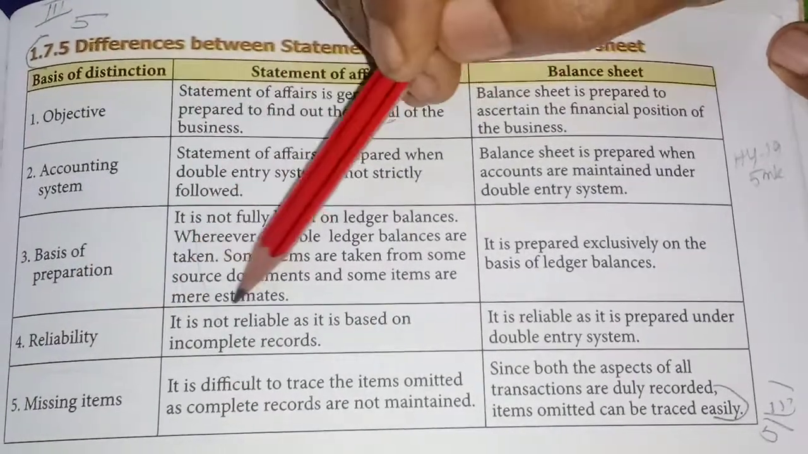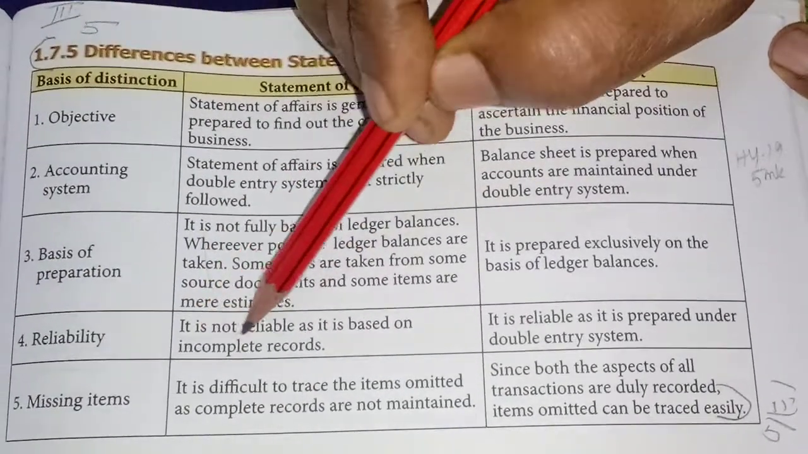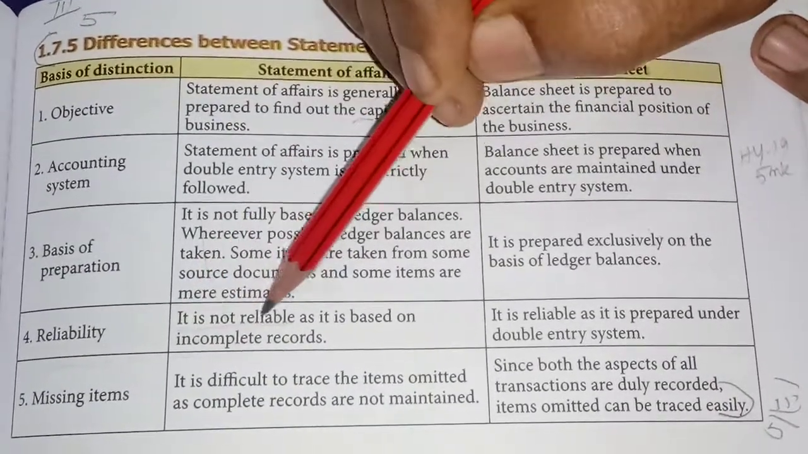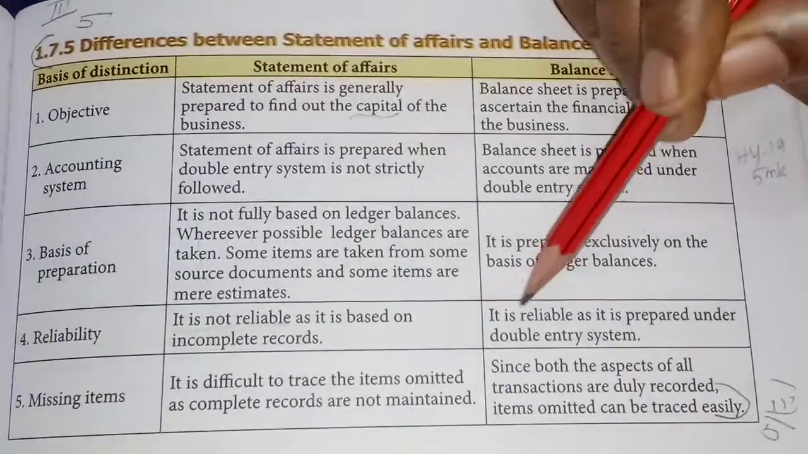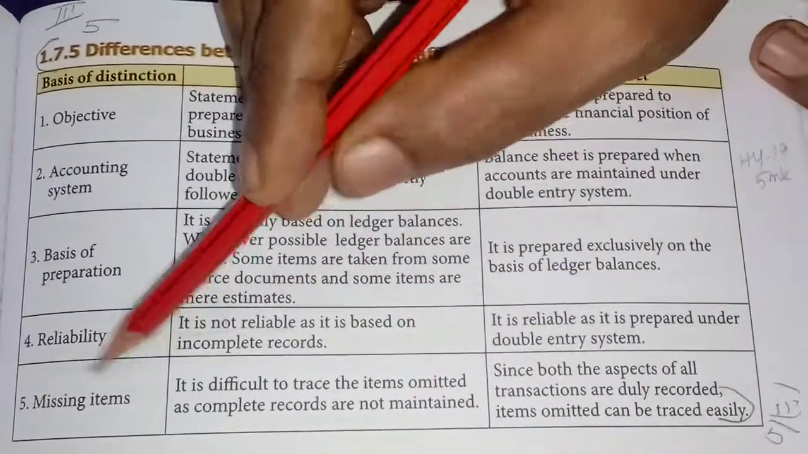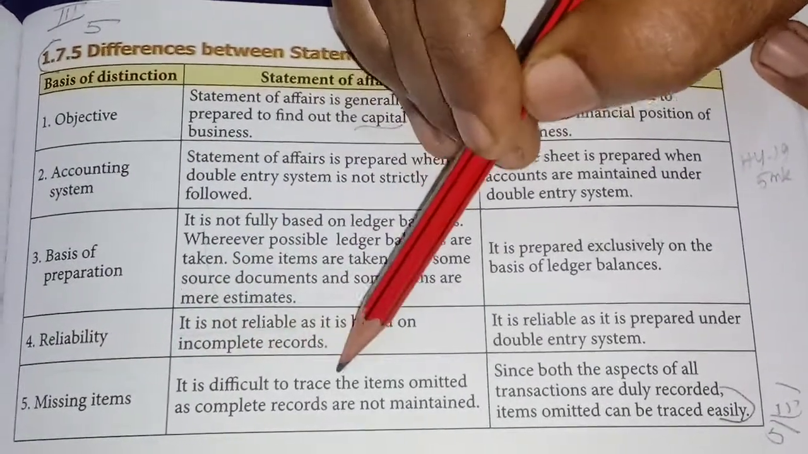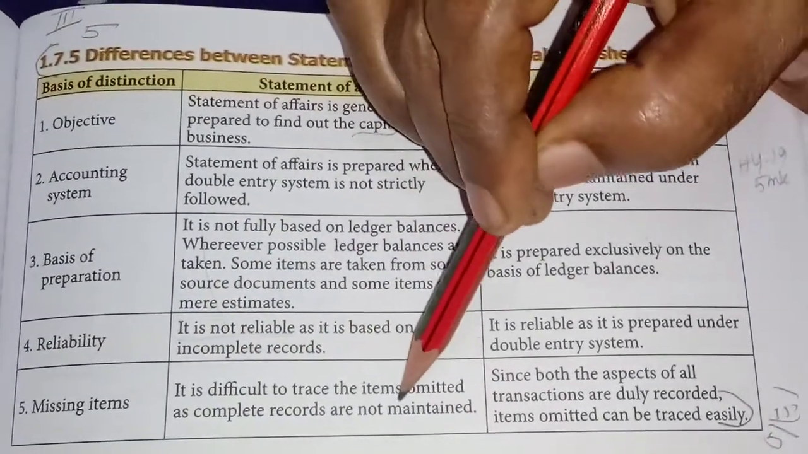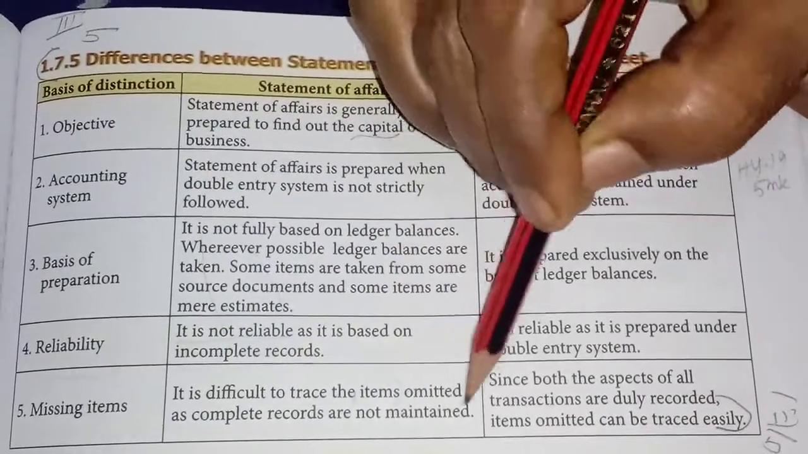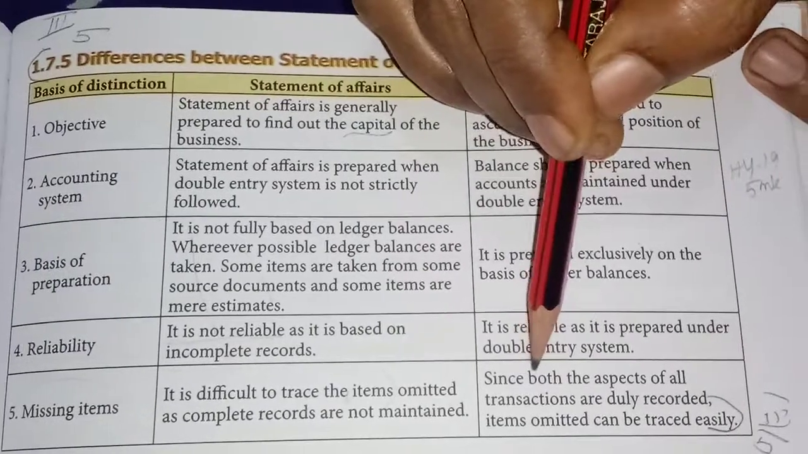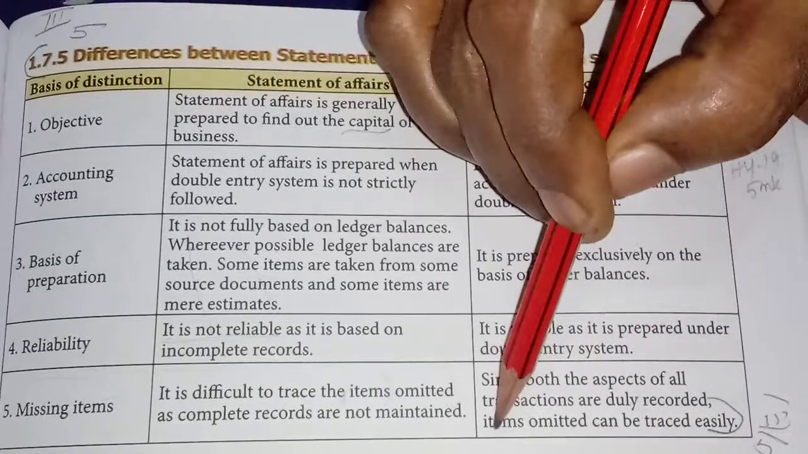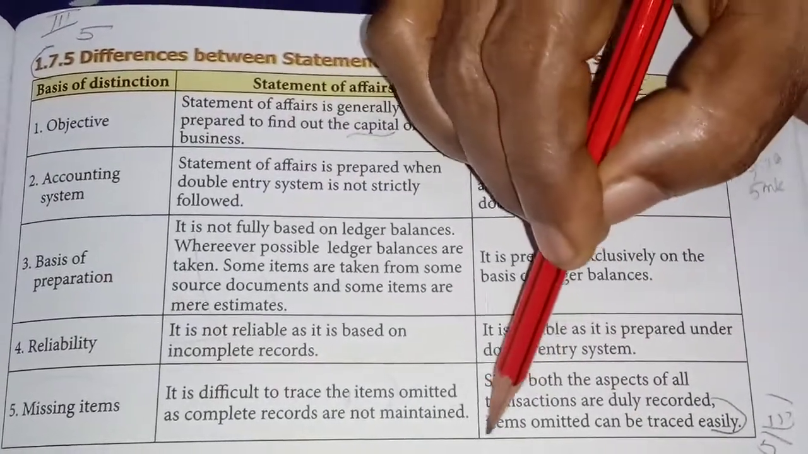4th one, reliability. Statement of affairs is not reliable. Those who are not able to study fully, Abhishek and Manikandan, can write at least this much. The balance sheet is reliable as it is prepared under the double entry system. Then missing items. It is difficult to trace the missing items, or items omitted. Here, since both aspects of all transactions are duly recorded, items omitted can be traced easily.